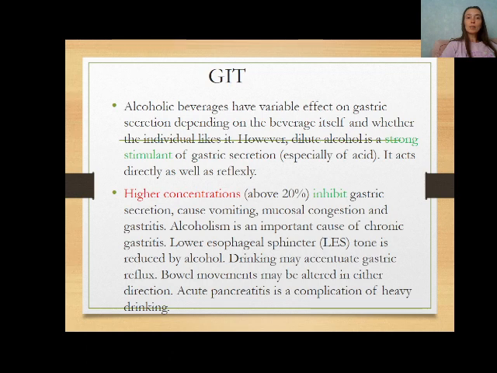Gastrointestinal system. Alcoholic beverages have variable effect on gastric secretion depending on the beverage itself and whether the individual likes it. However, dilute alcohol is a strong stimulant of gastric secretion. It acts directly as well as reflexly. But higher concentrations inhibit gastric secretion, cause vomiting, mucosal congestion, and gastritis. Alcoholism is an important cause of chronic gastritis.